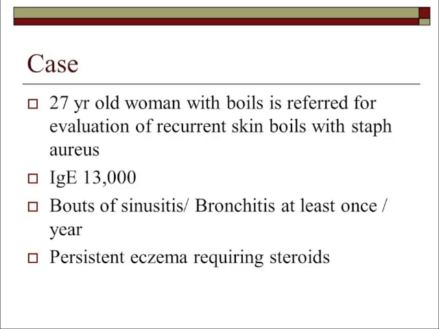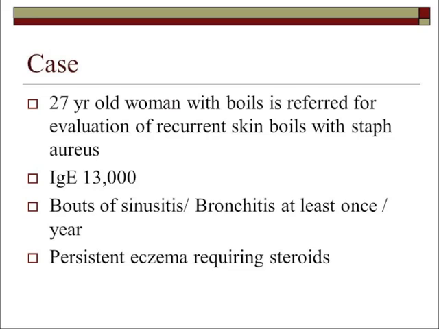So last one, almost there. This is going to be a case of a 27-year-old woman with recurrent boils. She gets sent to your office for evaluation. They're usually Staph aureus boils, and this really smart doctor that referred her to you already checked an IgE level. The IgE level was really, really high, 13,000.